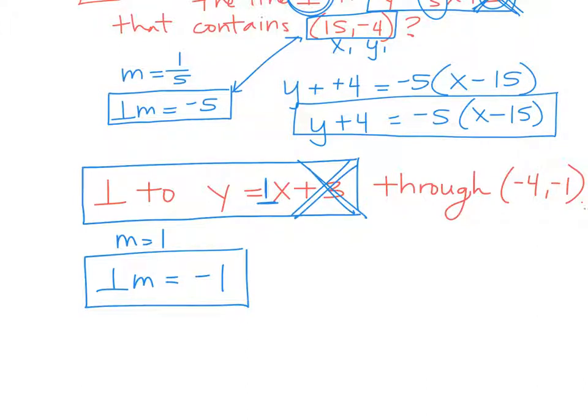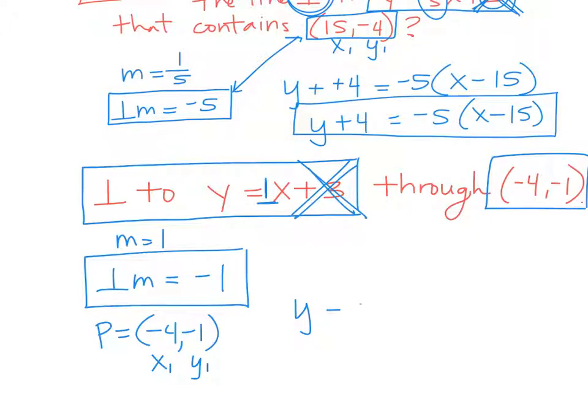Instead, now we're going to take this point, -4, -1, and put that point and our new slope into point slope form. So this is going to be your x1 and your y1. So it's going to be y minus our y1, so y minus a -1 equals my new slope, -1, times x minus, and then my x1 is a -4.